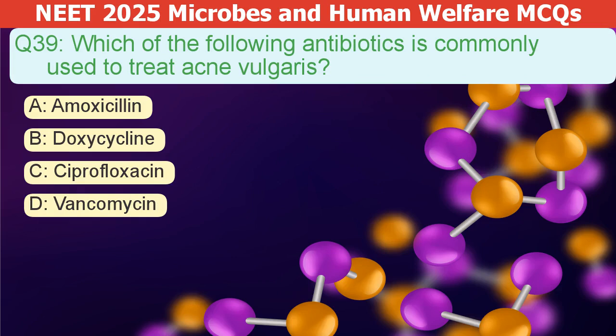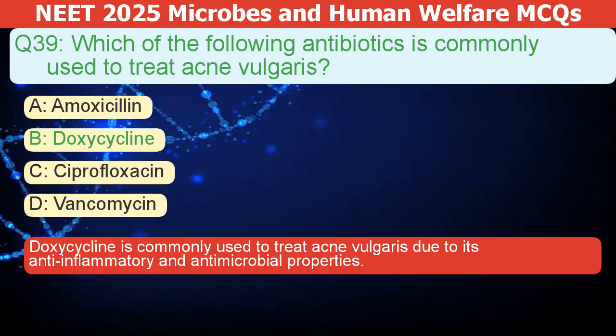Which of the following antibiotics is commonly used to treat acne vulgaris? A. Amoxicillin. B. Doxycycline. C. Ciprofloxacin. D. Vancomycin. The correct answer is B. Doxycycline is commonly used to treat acne vulgaris due to its anti-inflammatory and antimicrobial properties.